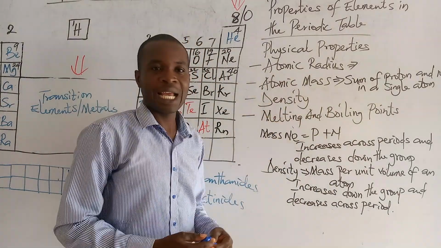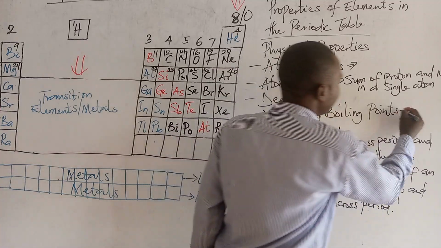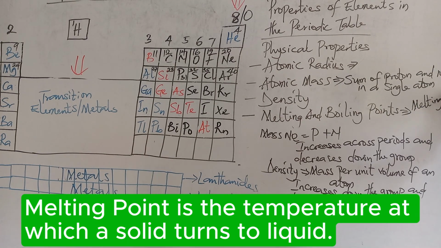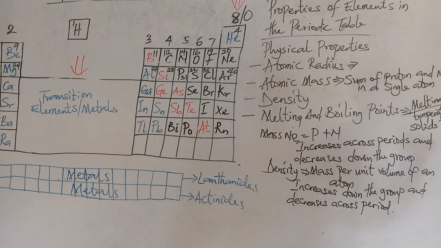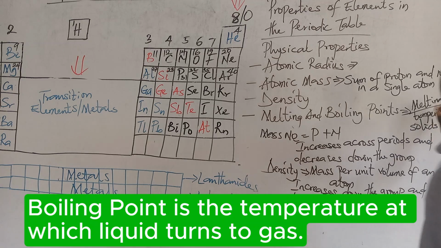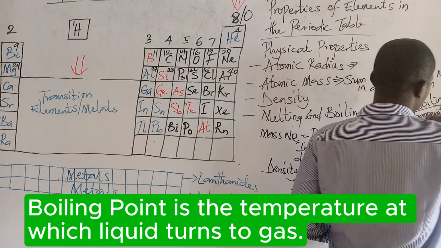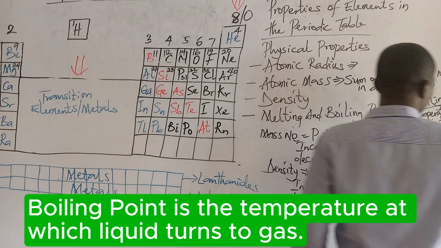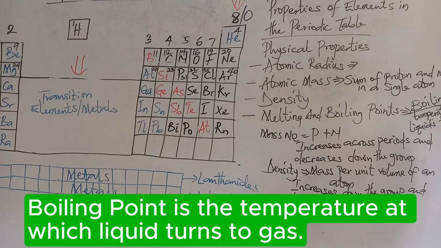And lastly, we talk about melting and boiling point. What about melting and boiling point? Remember, we say melting point is the temperature at which a solid substance turns to liquid. That exact temperature at which solid begins to turn to liquid is called melting point. And boiling point is the temperature at which liquid turns to gas. So simple, as simple as that.